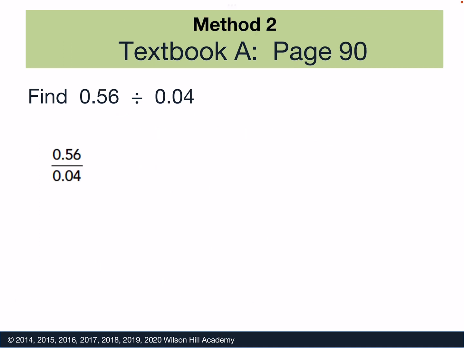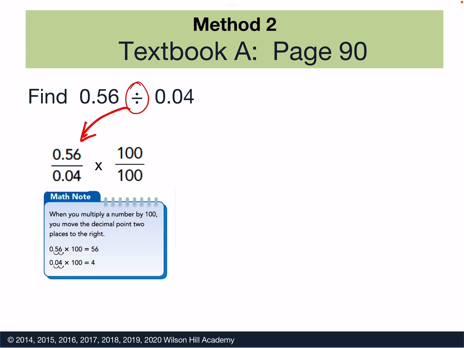Well, the first thing you're doing when you make a fraction like this is simply expressing this division problem in a fraction. And we know that every division problem is a fraction, and in fact, the division symbol is a fraction. And so we're going to multiply that by 1 in the form of 100 over 100. And when you multiply a number by 100, you actually are moving the decimal point 2 places to the right. So you see you start here and you hop it over 2 spots, right?